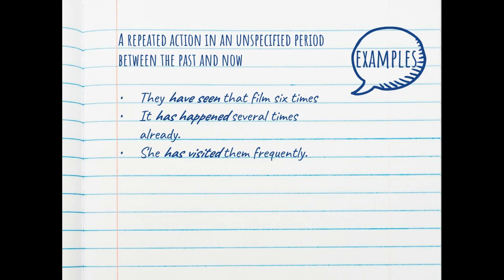Okay, she has visited them frequently. So you can say frequency. We are adding the frequency words to show that it has not only happened once, but it has happened several times along the period of time. We have eaten at that restaurant many times.